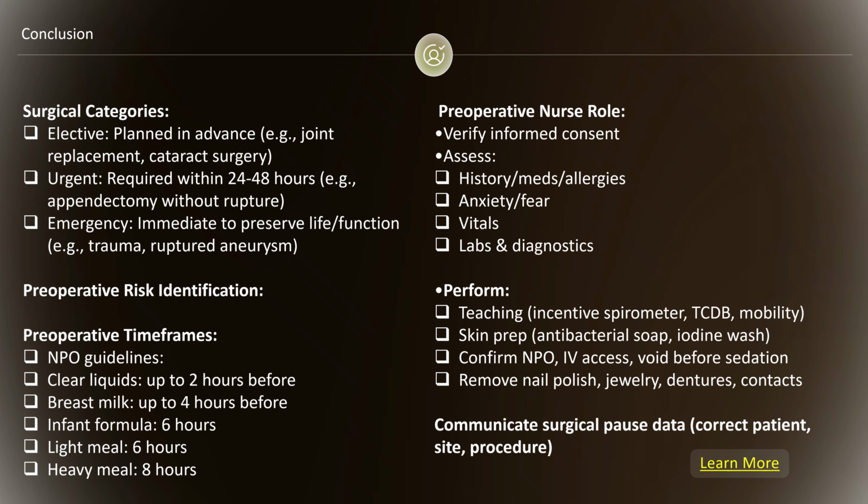So the preoperative nurse role: verify informed consent and document, assess history, meds, allergies, anxiety, fear, vitals, labs, diagnostics, perform teaching, skin prep, confirm NPO, IV access, void before sedation, remove all nail polish, jewelry, dentures, contacts, communication, surgical pause data, correct patient, side, procedure.